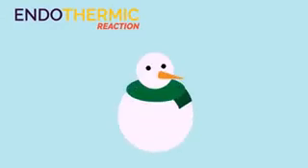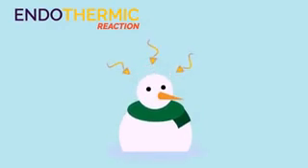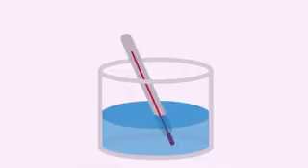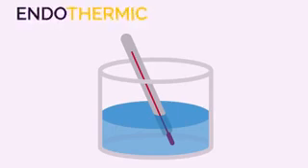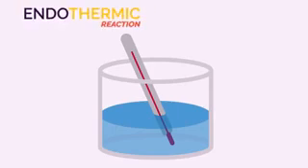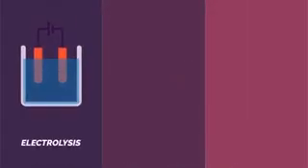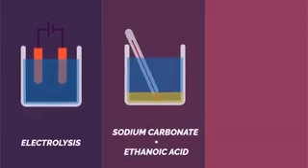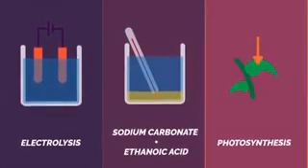These are less common. Remember that endothermic reactions take in energy from the surroundings. Again, as with exothermic reactions, the energy being transferred is usually heat. So in endothermic reactions, the surroundings usually get colder. Again, we can detect endothermic reactions with a thermometer because the temperature would get colder. Some examples of endothermic reactions are electrolysis, the reaction between sodium carbonate and ethanoic acid, and photosynthesis.